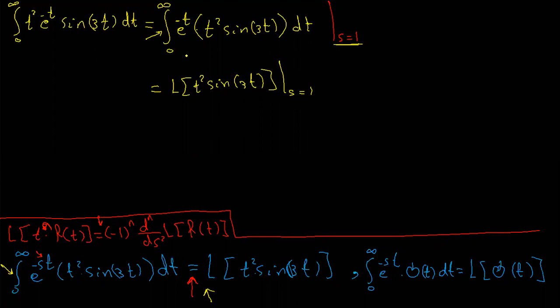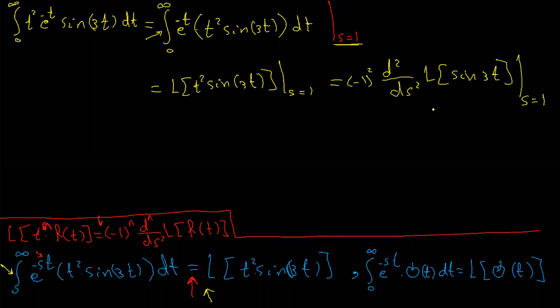Is it clear, this step? What do you think? Any question, or can I continue? Let me continue. Now, Laplace of t squared sine 3t is given by this formula. It is negative 1 squared, the second derivative with respect to S of Laplace of sine 3t. Don't forget, in this specific case, my S is 1.